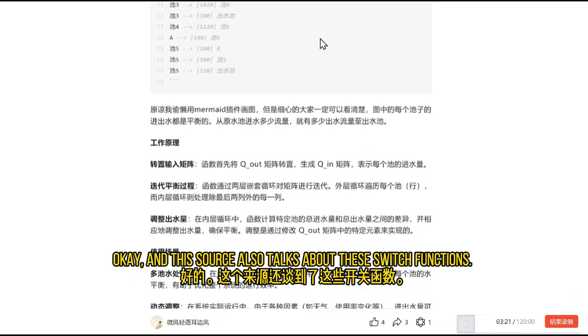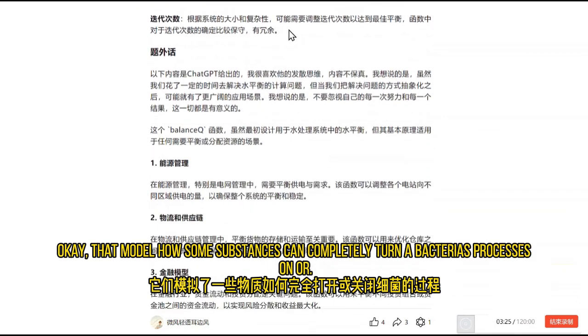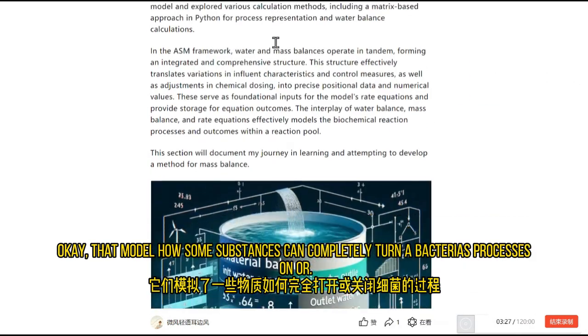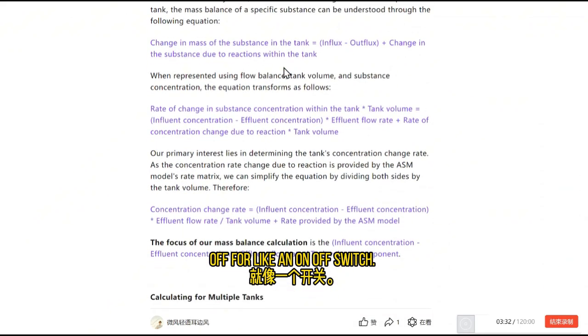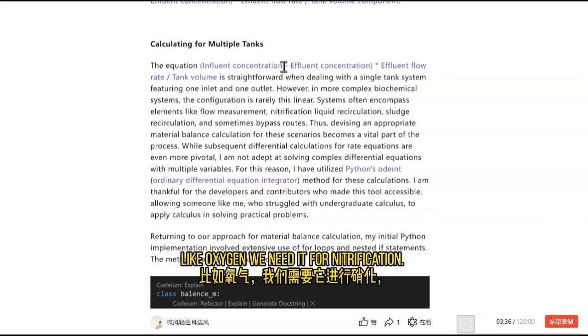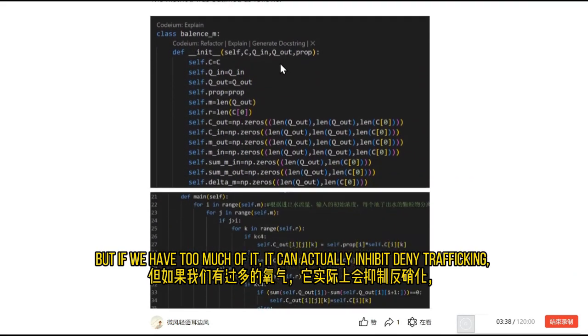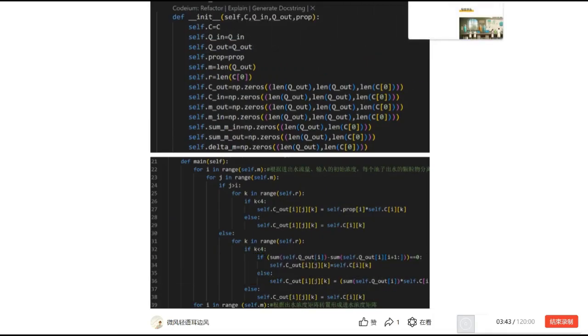Okay. And this source also talks about these switch functions that model how some substances can completely turn a bacteria's processes on or off. Like an on-off switch. Yeah. Like oxygen: we need it for nitrification, but if we have too much of it, it can actually inhibit denitrification. Which is another important part of the process, right? Exactly. So it's all about balance.